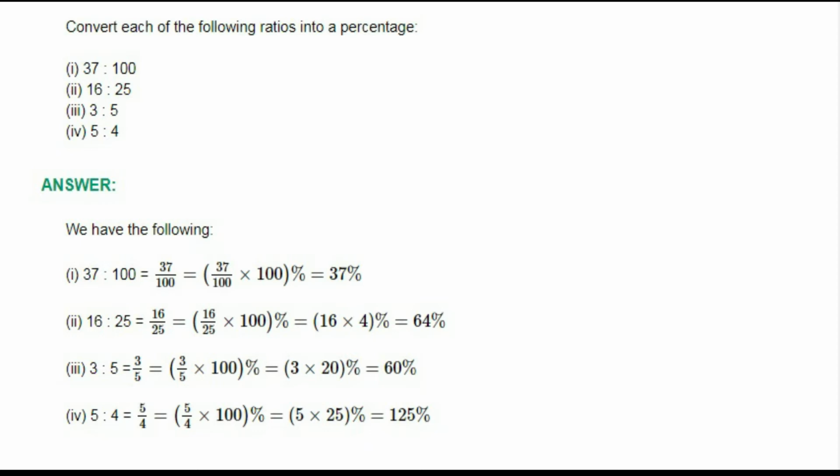Again 16 is to 25. If we convert into a fraction, 16 by 25, and as we are converting to a percentage figure, we have to multiply with 100. 16 by 25 into 100, if we cancel 100 by 25, 25 fours are 100, so 16 into 4, 64%. So whenever we are converting from ratio to percentage form, we have to multiply with 100.